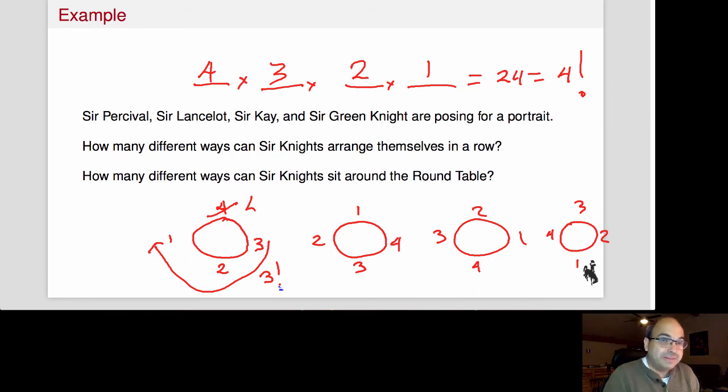Since there's no head of the table, right? Then I can simply say, all right, so you go sit someplace, and then I'll see everybody else around it, right? And any other seating arrangement, well, I can just rotate them, right? And I'll get that configuration. So there's only 3 factorial instead of 4 factorial. That's what happens when you buy a round table. That's kind of cool.